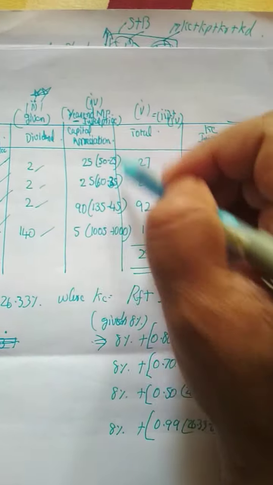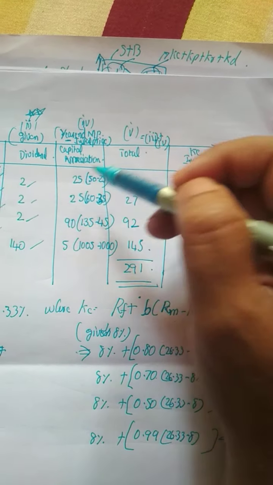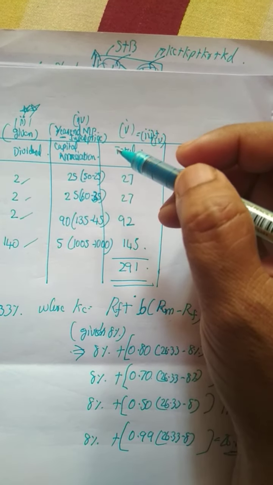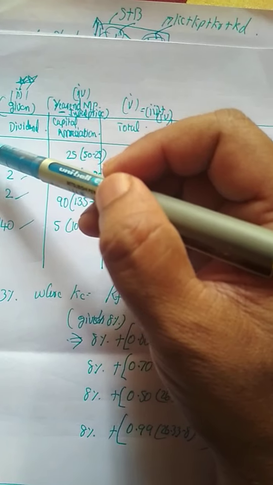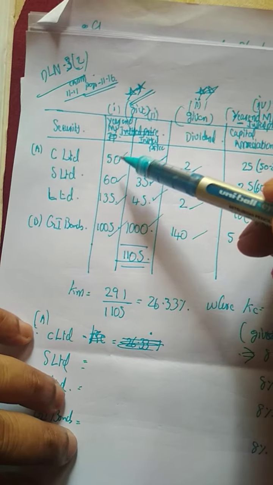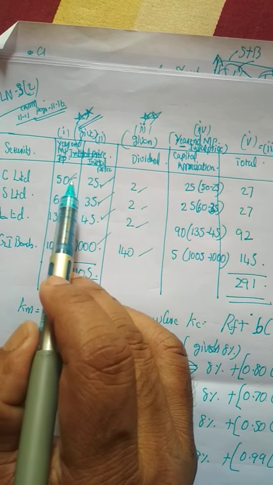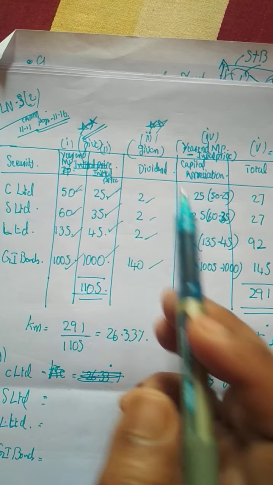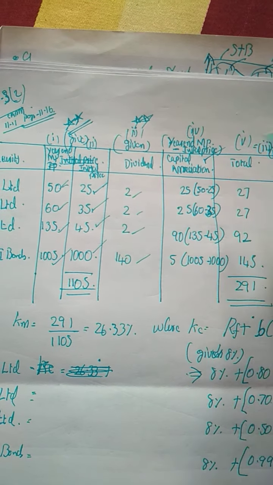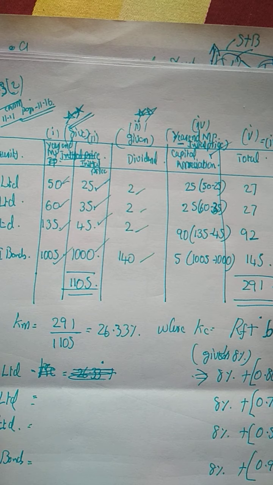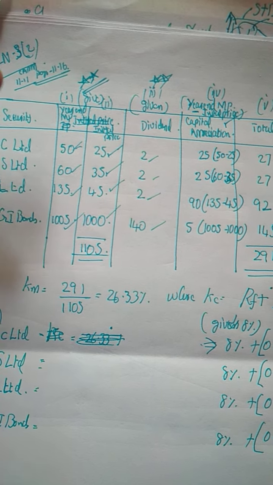And here one important thing we have to find out is the capital appreciation. We cannot apply the CAPM formula directly because there is other information given in the question, that is initial price and year-end market price. The difference between the year-end market price of a security and the initial price of the security is actually the capital appreciation. So we have to look into that. We have to find out what capital appreciation had happened to a particular investment.